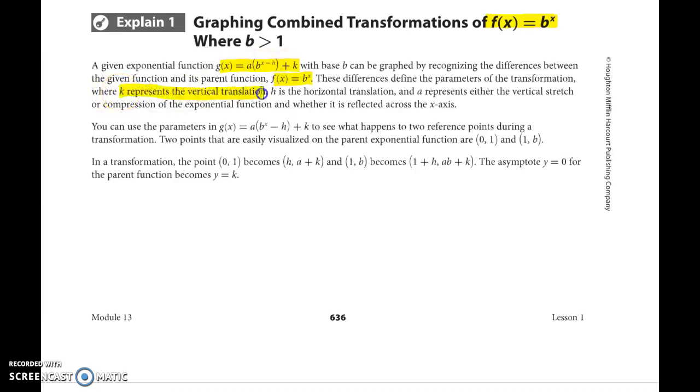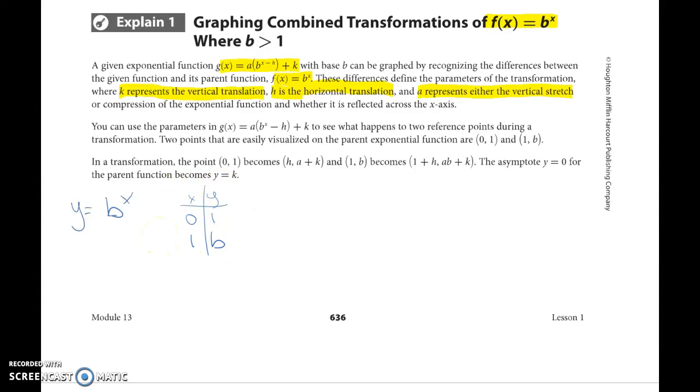k represents the vertical translation, meaning if it moves up and down. h is the horizontal, meaning if it moves right or left. And a represents the vertical stretch or compression of the exponential function. When we talked about y = 2^x, we talked about those two points, (0, 1) and (1, 2), and we could sketch that. Or more generalized, if this is y = b^x, it would be the points (0, 1) and (1, b). And so how do we shift these points?